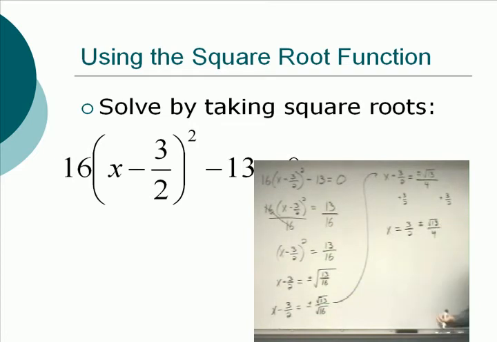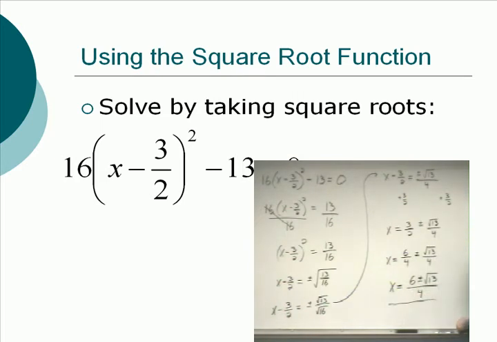But it'd be nice to have a common denominator here. It's an easy common denominator to get. Let's rewrite that as x equals 6 over 4 plus or minus the square root of 13 over 4. That's right. 6 plus or minus the square root of 13 over 4.